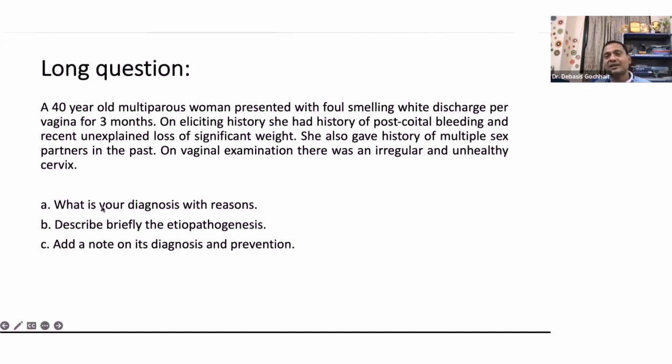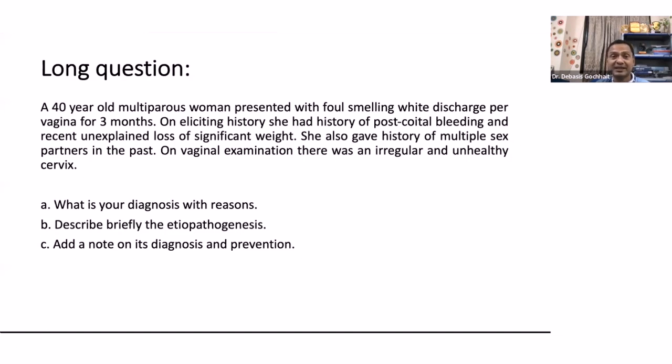Now the diagnosis here, I am talking about a 40-year-old female with foul smelling discharge and a history of postcoital bleed. These are very typical. Unexplained weight loss, these are very typical of a malignancy. And what malignancy are we talking about? Because she has foul smelling discharge, she is likely to be having a cervical carcinoma.